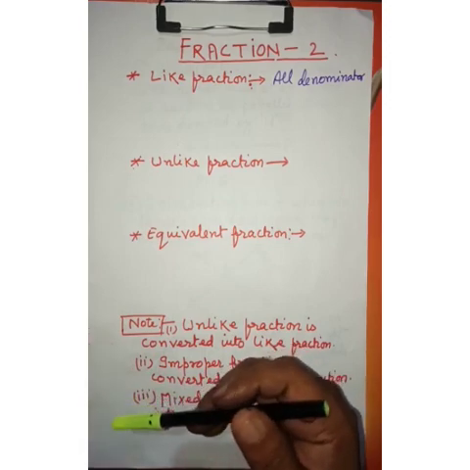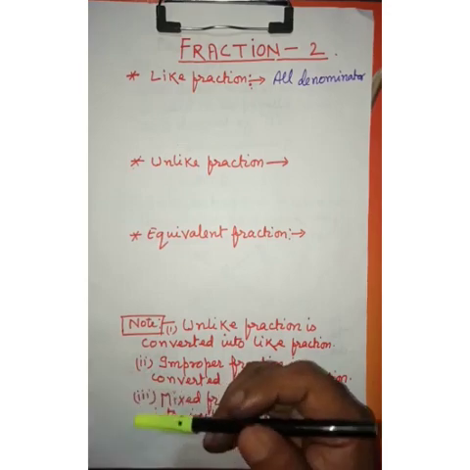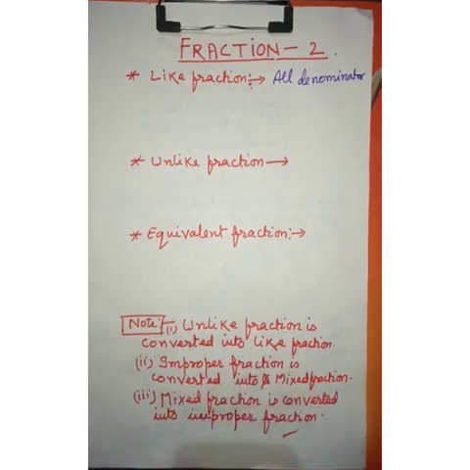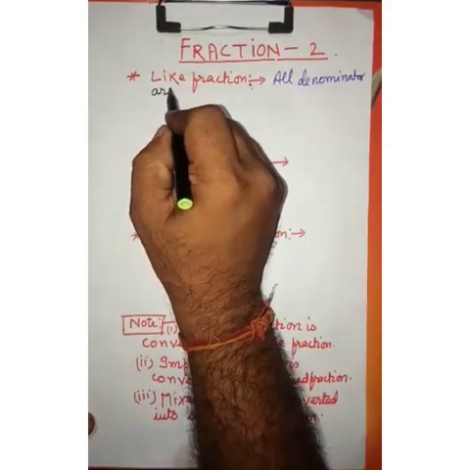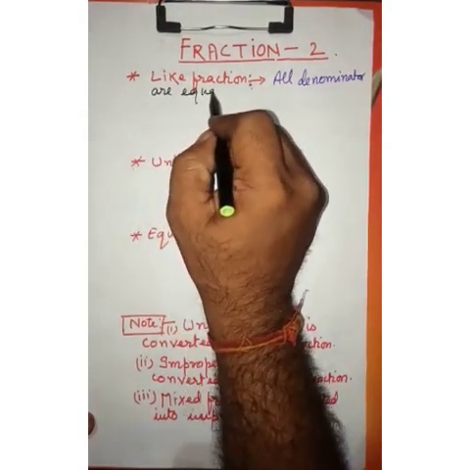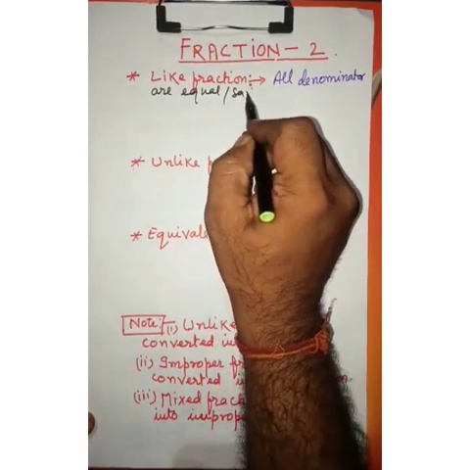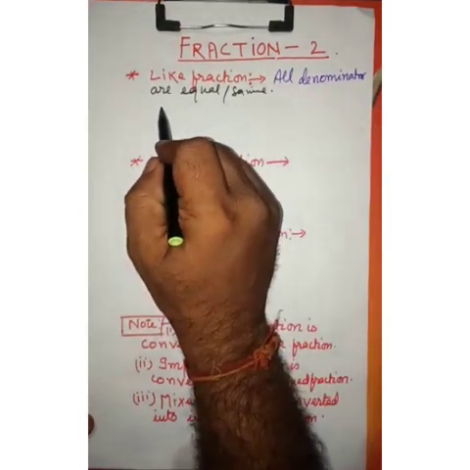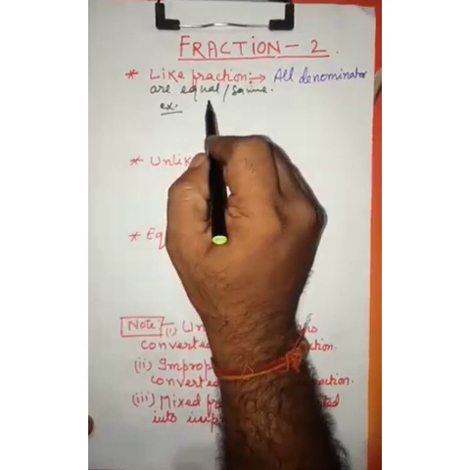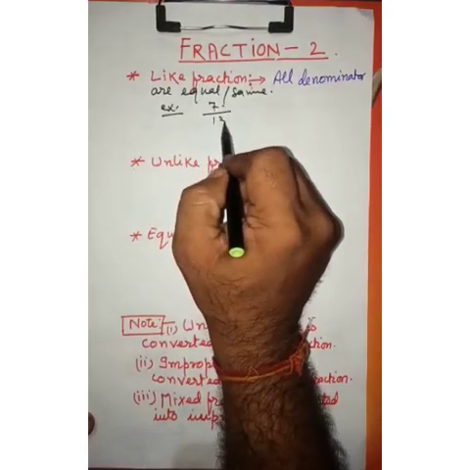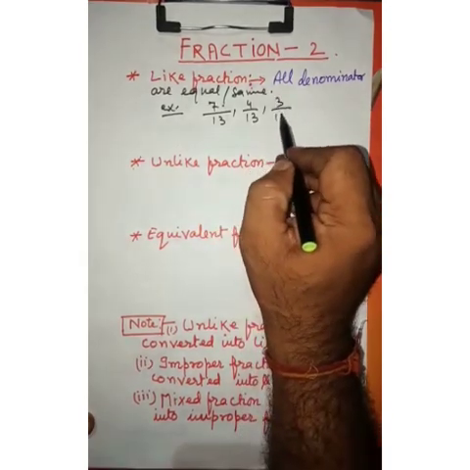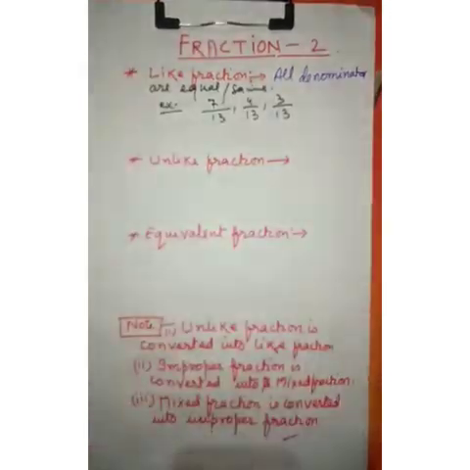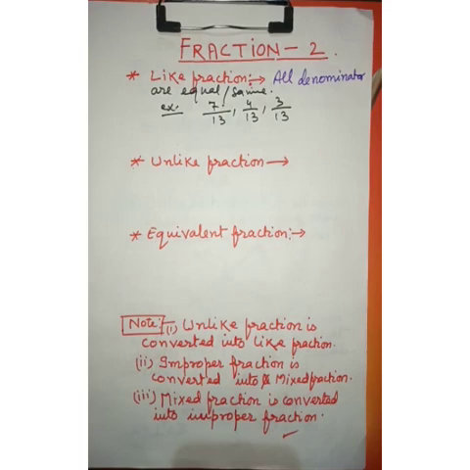Okay, now see what is like fraction. In like fraction, what happens? All the denominators are equal or same. For example, see 7 by 13, 4 by 13, 3 by 13. What we see here is that all the denominators are the same.